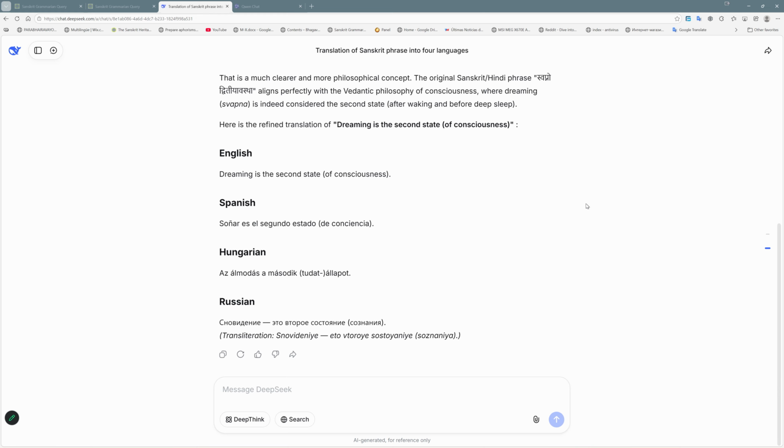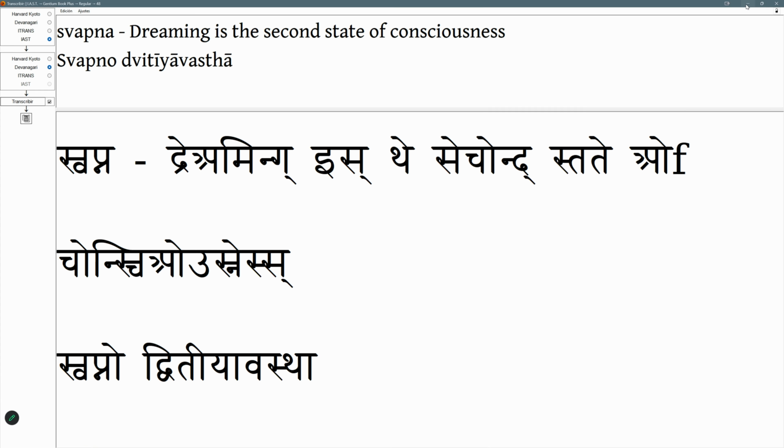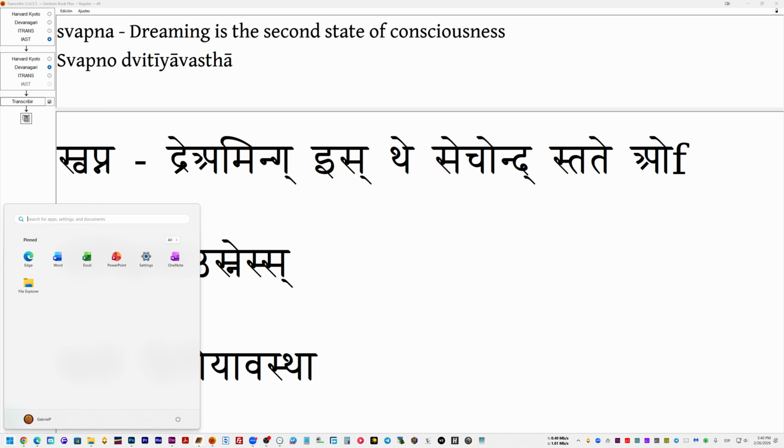Okay, well, tell DeepSeek, because this DeepSeek has hallucinations sometimes. Esta DeepSeek tiene alucinaciones a veces, así que decirle a DeepSeek. So, good Sanskrit. Buen Sanskrit.